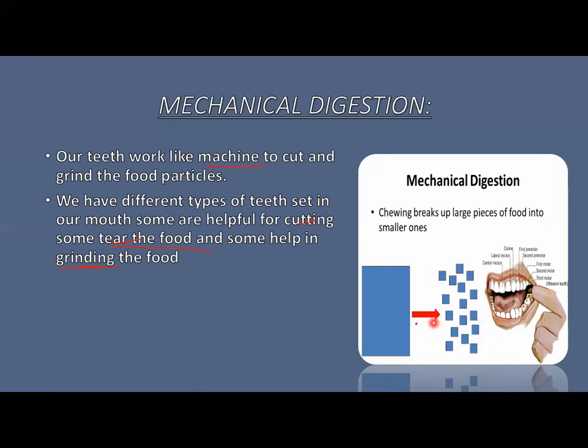Suppose this one is the large food molecule. It will break it down into a smaller form, not the soluble and diffusible form. It will just break down your large pieces of food into smaller pieces by the action of teeth. Different types of teeth: some are helpful for grinding, some for cutting, and some help you tear your food. So this type of digestion is called mechanical digestion. Is it clear? I hope it is clear.